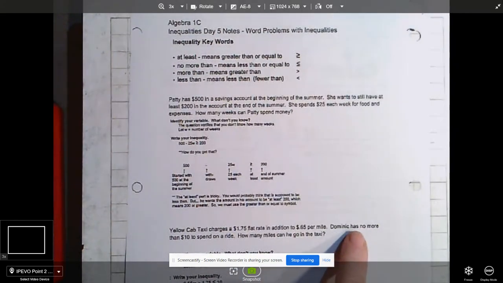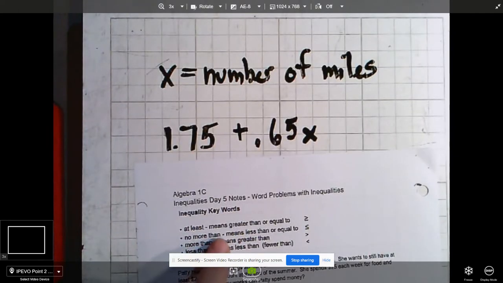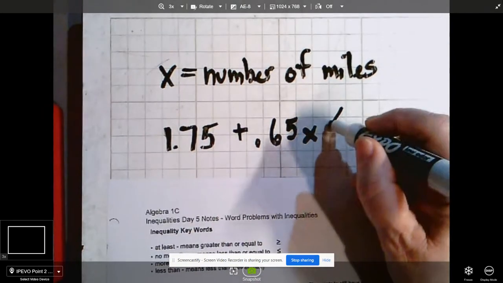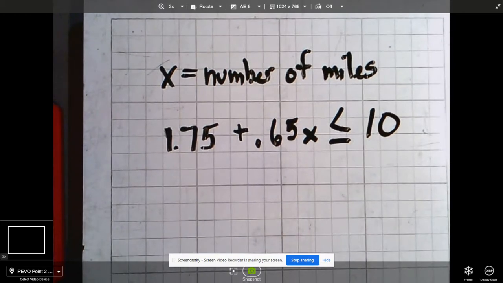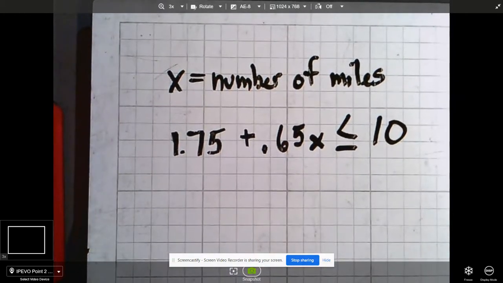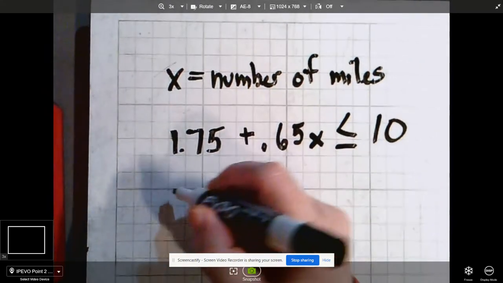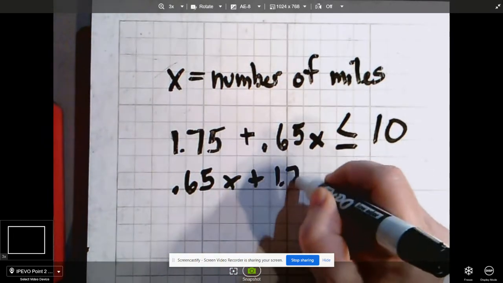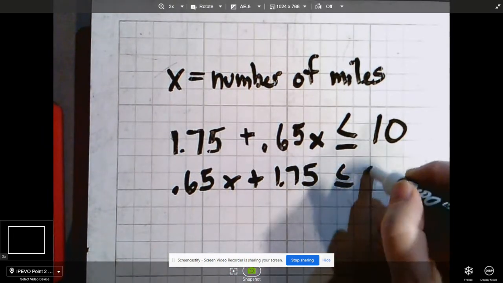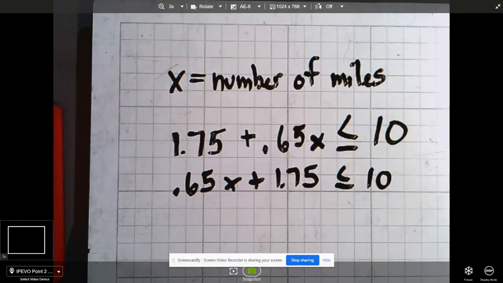And it says Dominic has no more than $10 to spend. Well, no more than, if I look up here, no more than means less than or equal to $10. So once again, now here I have an inequality that I could solve. And it doesn't matter, I could reverse these two. I could have just written 0.65x plus 1.75 is less than or equal to 10. That really isn't going to matter. Addition and subtraction, I can flip like that.